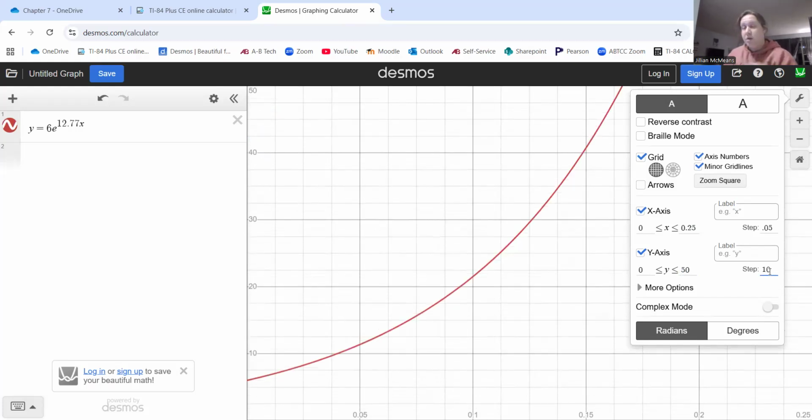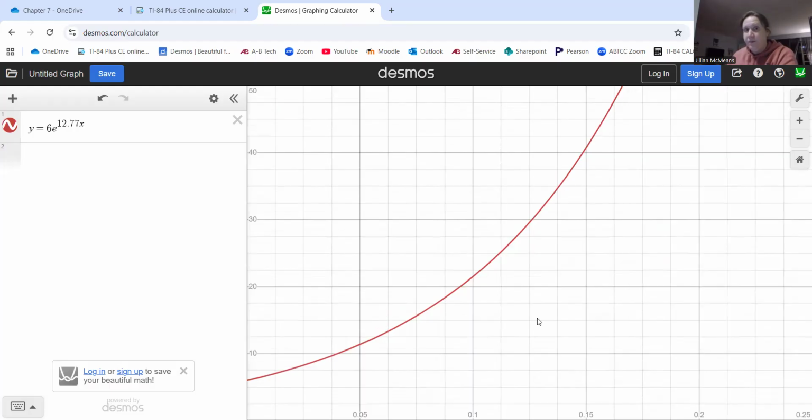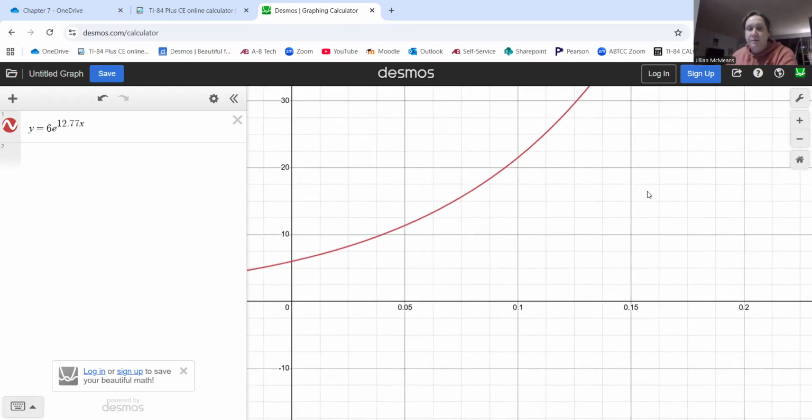You can change the window in Desmos really easily. So again, you go to this little wrench, and then for your x-axis, you tell it where you want it to start, where you want it to end, and then the step tells you how you increment your x-axis. And then for the y-axis, again, where you want it to start, where you want it to end, and how you want it to increment. Okay, so let's see what we have here.